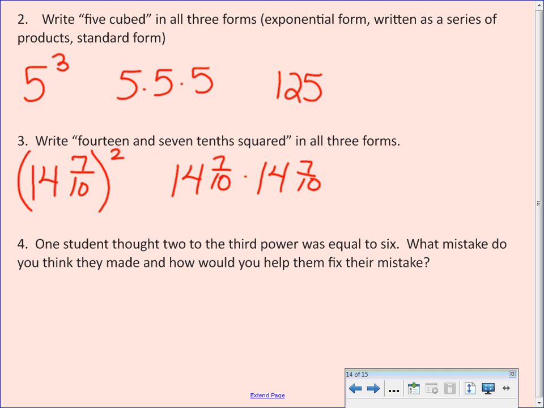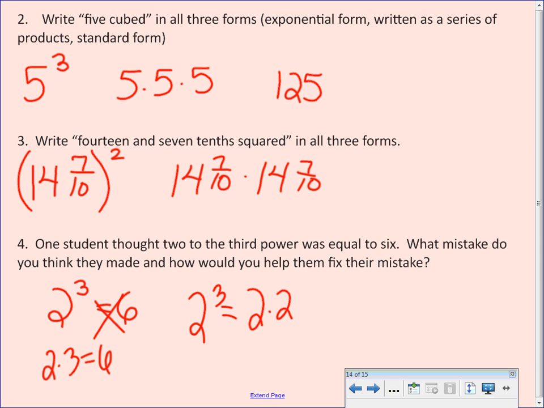For time's sake, we're not going to write the product. Now, one student thought 2 to the 3rd power was equal to 6. What mistake do you think they made, and how can we fix it? What did they do wrong? They did 2 times 3, which equals 6. And we know that's not what that means. 2 to the 3rd means what? 2 times 2 times 2 is 8. Right, so that equals 8.